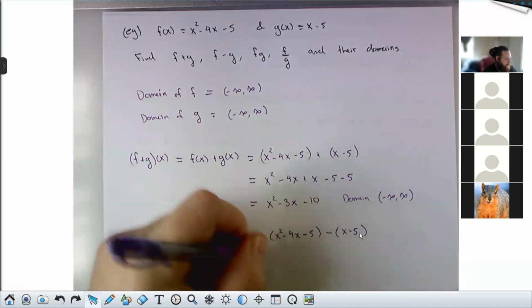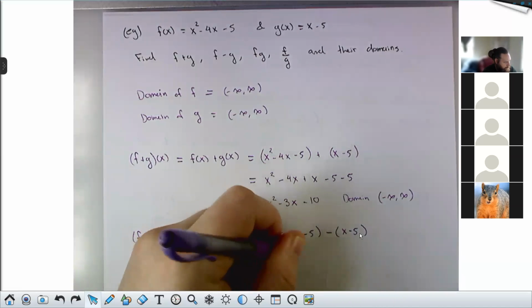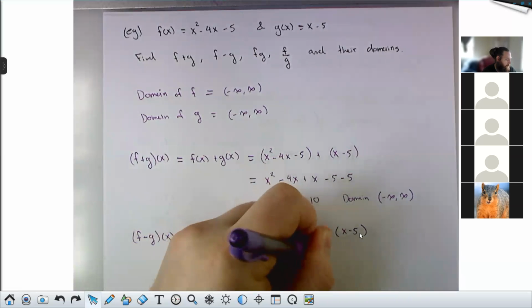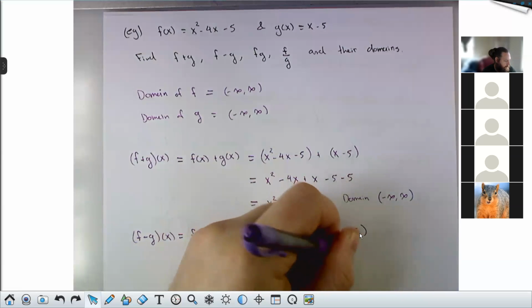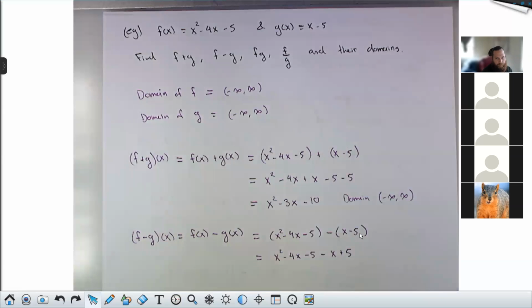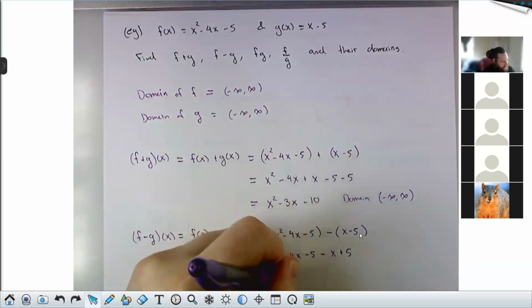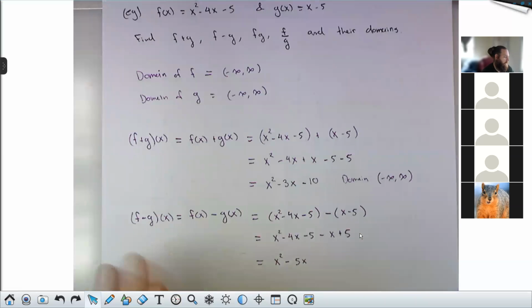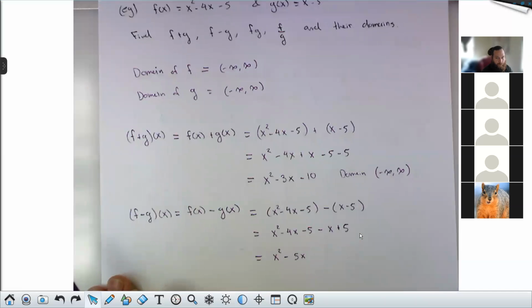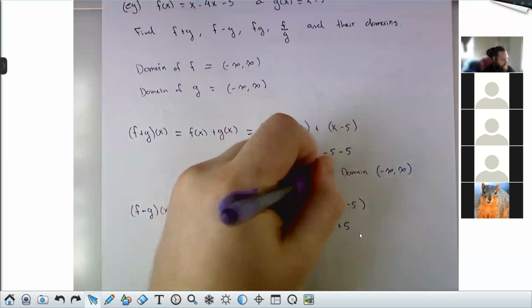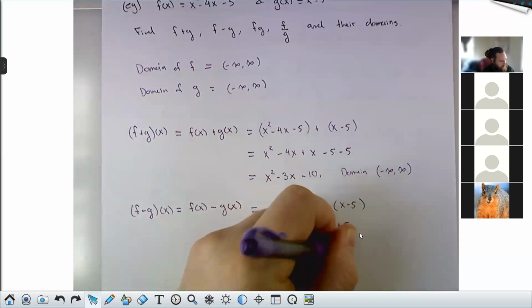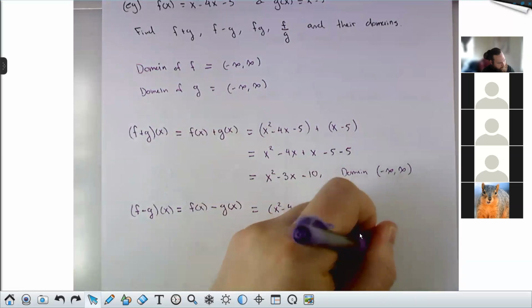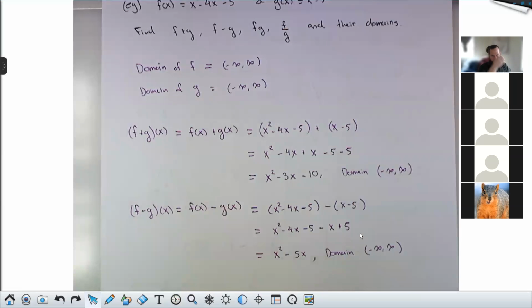So if I do the same sort of thing here, this is going to be x squared minus 4x minus 5. Distributing that negative, I get minus x plus 5. And then combine like terms. Minus 4x minus x, that's minus 5x. So it's x squared minus 5x. And then I have minus 5 plus 5, that's 0. So I'm done. And again, the domain here, all real numbers, because polynomial.